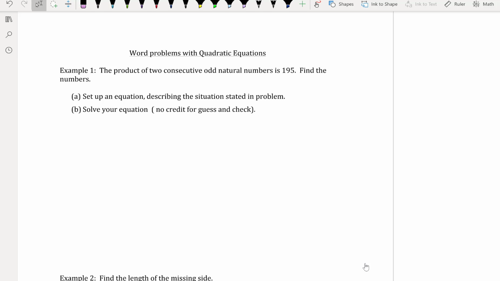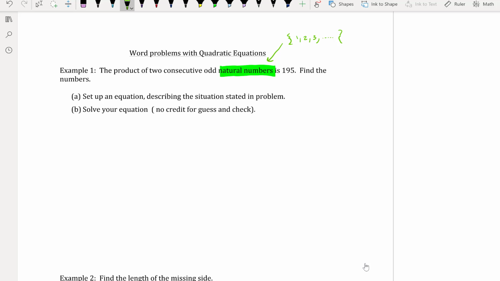So the next one, now we're going to be dealing with word problems and our factoring. So example number 1, the product of 2 consecutive odd natural numbers is 195. Find the numbers. So here, natural numbers. Hopefully you remember that natural numbers is a set of numbers how you naturally count. So I naturally count 1, 2, 3, and so on, right? So you start at 1, and so they're positive whole numbers. No fractions, no decimals, not a 0, but positive whole numbers, okay? That is what a natural number is.